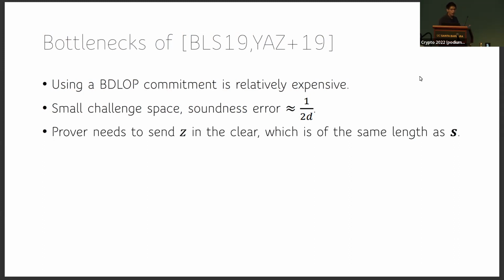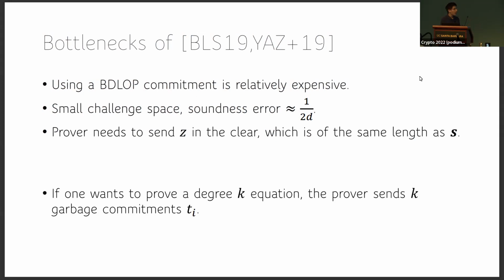The next thing is that the prover had to send the vector z and commit to the y in the clear, which could have the same length as s. So again, if s is long, then sending this is also expensive. And lastly, if we want to prove some degree k equation, the prover has to send these k garbage commitments ti. So in the previous slide, we had a degree 2 equation, and the prover had to send t0 and t1.